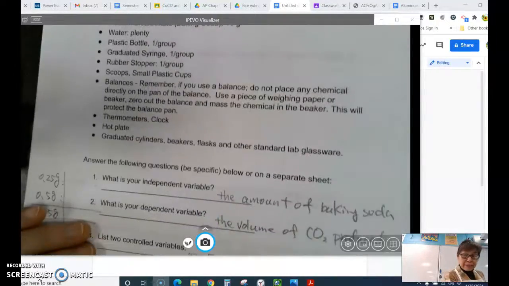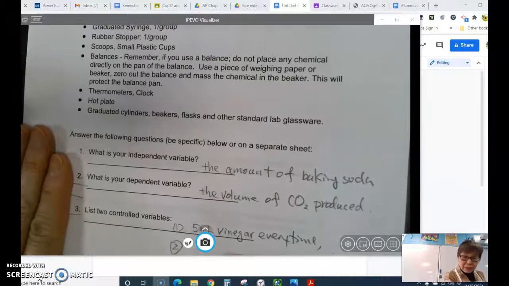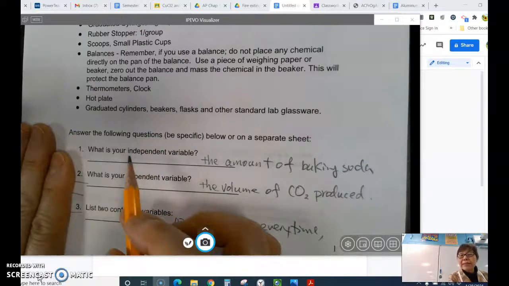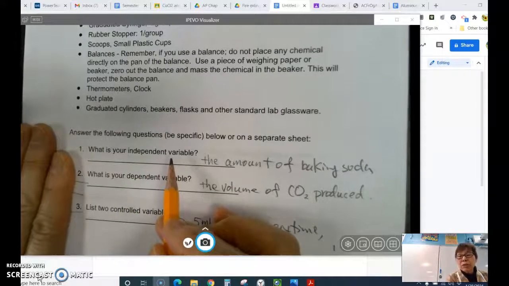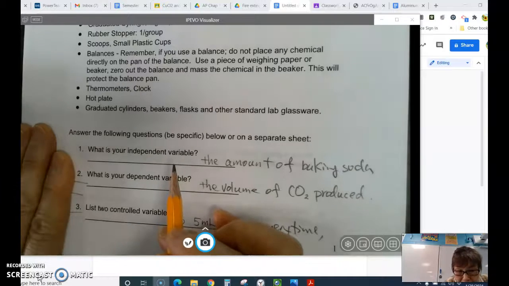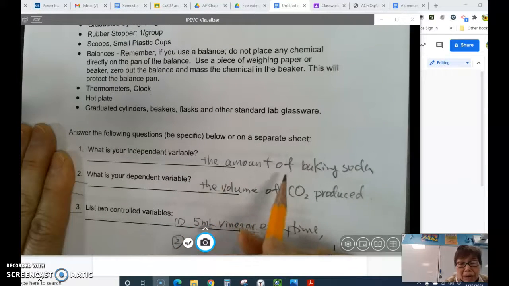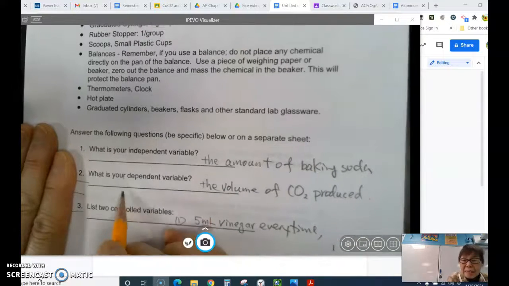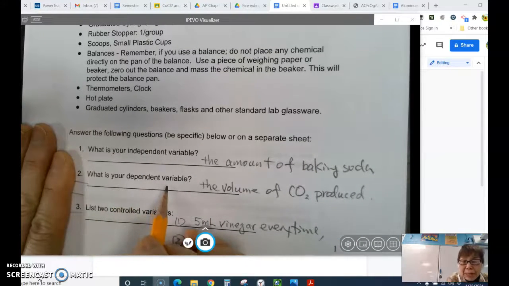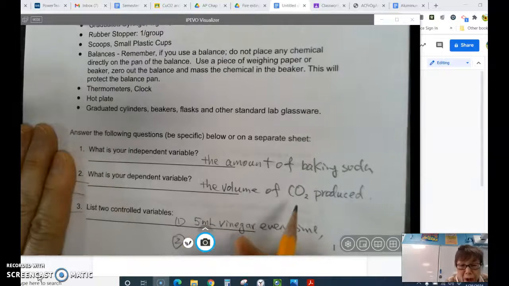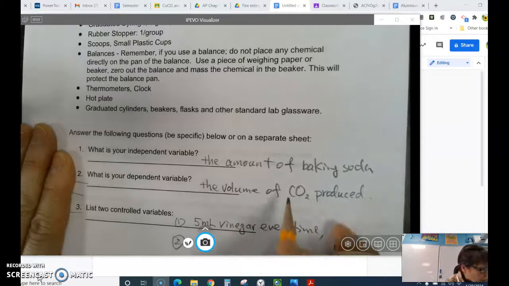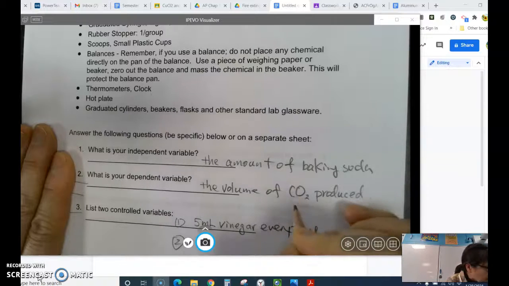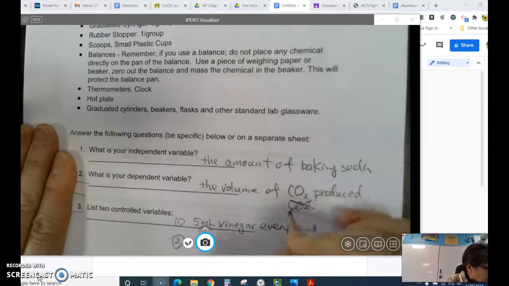Let's cover this part first. One part asks what independent variable you choose. For this experiment, I am going to choose the amount of baking soda. My dependent variable will be the volume of carbon dioxide produced. Make sure it is capital C, capital O, and subscript 2. If you write it another way, it would be incorrect.